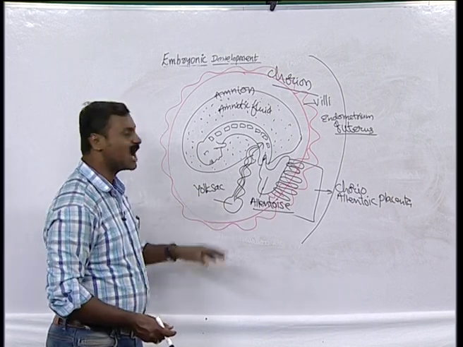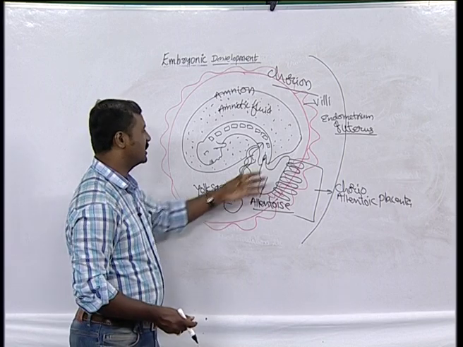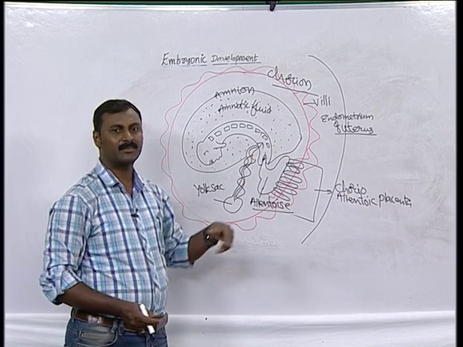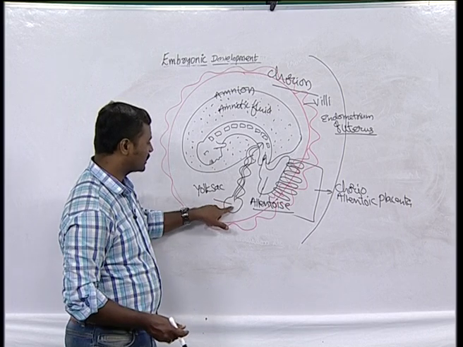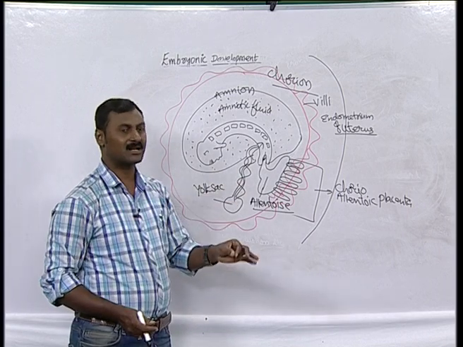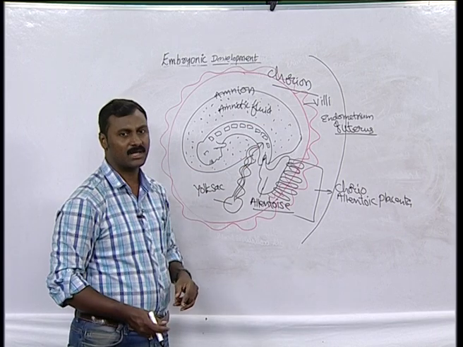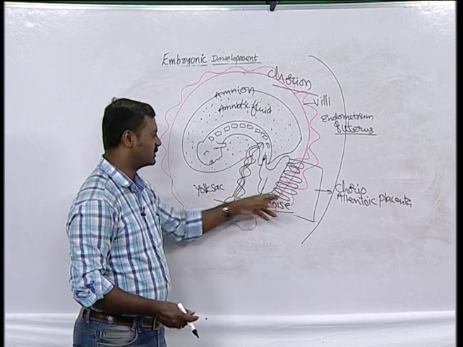Here yolk sac is not that much useful. Why? Because nutrients are supplied from the mother's blood circulation. That's why in humans yolk sac is not useful, but the umbilical cord and umbilical veins are connected through the midgut from the mother.